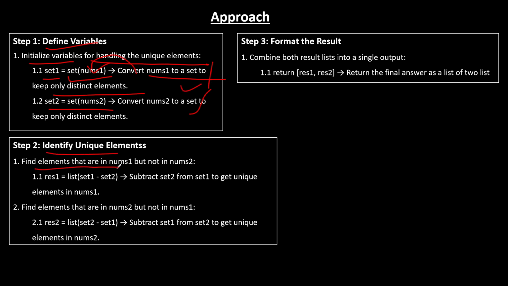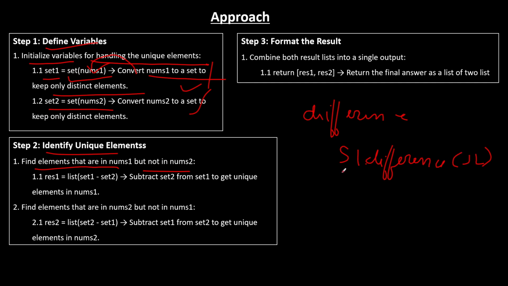Now find the elements that are in nums1 but not in nums2. If you remember, we discussed that there is an operation in set called difference, which is s1.difference(s2). It basically says that suppose there are common elements in both s1 and s2. When we do this, s1 will only consist of elements which are unique to s1, basically those elements which are not in s2.